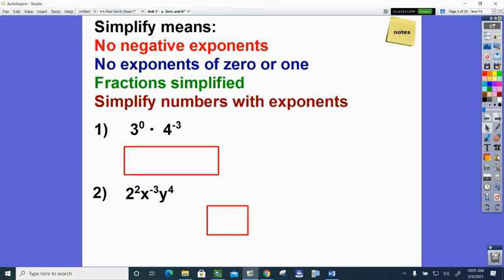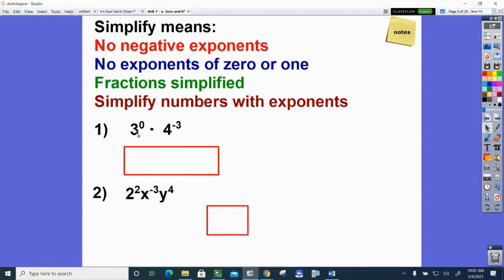Now, when we're simplifying expressions with exponents, we need to make sure that there are no negative exponents in our answers, no exponents of 0 or 1. You're going to change those. We'll talk about that. Fractions have to be simplified. You wouldn't leave a 2 in the numerator and a 4 in the denominator. You would make that 1/2. And you're going to make sure you simplify numbers with exponents when it's reasonable to do so. Like we wouldn't leave 2 squared because I can make that something easy. However, if it was like 7 to the 5th, yuck, I'll leave that.